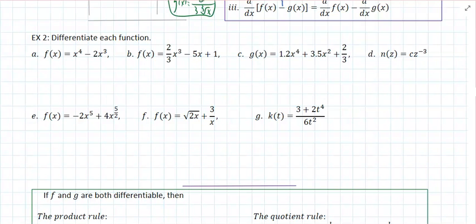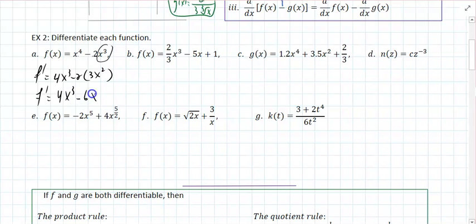So differentiate the function. If I take a derivative, well, bring the power down, subtract 1 from the power, ignore the 2. What's the derivative of x cubed? Bring the power down, subtract 1 from the power. So that is 4x cubed minus 6x squared.